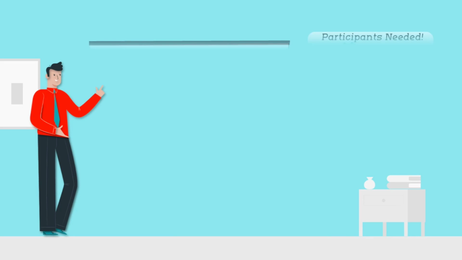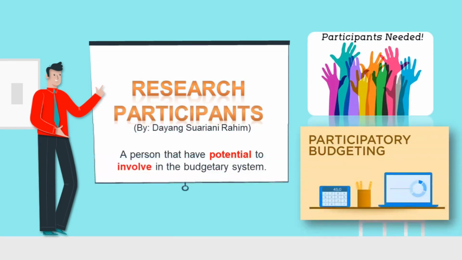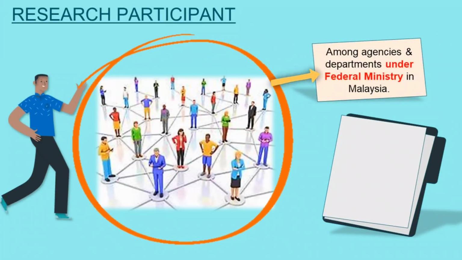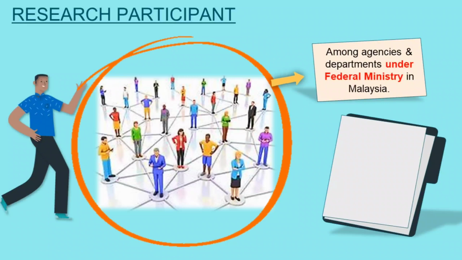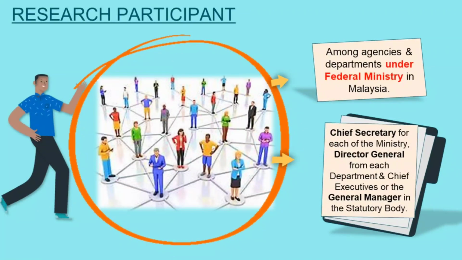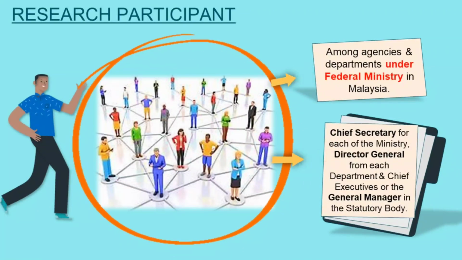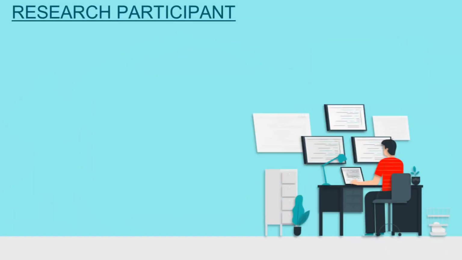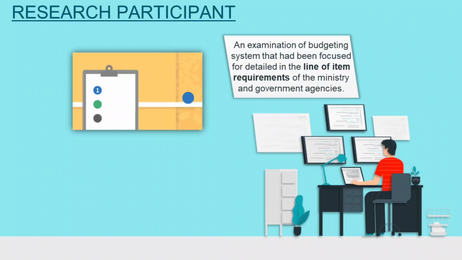Next, research participant. The target participant is the person that has the potential to be involved in the budgetary system. It is conducted among the agencies and departments under the Federal Ministry in Malaysia, including the Chief Secretary of each ministry, Directors General from each department, and Chief Executive or General Manager in the statutory body. The study is solely an examination of the budgeting system that had been focused in detail on the line item requirements of ministry and government agencies.